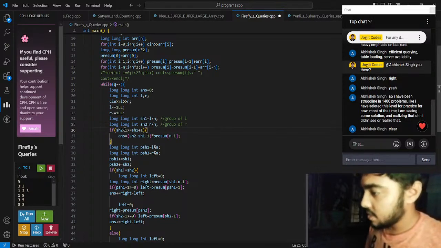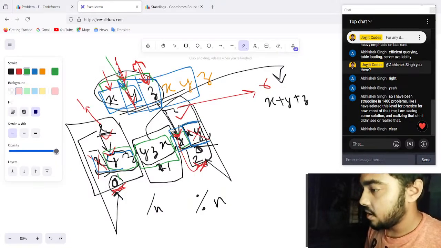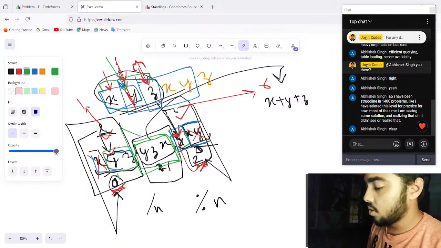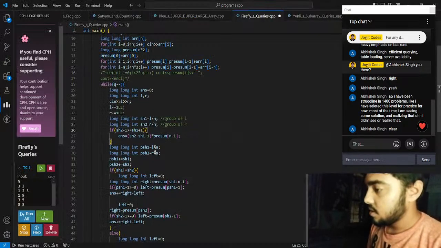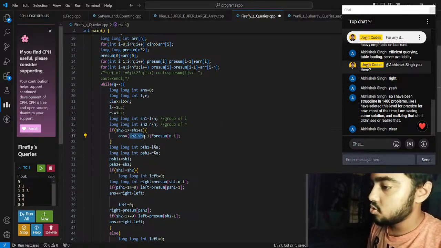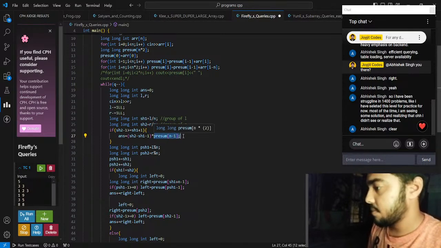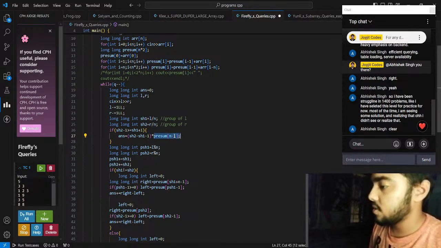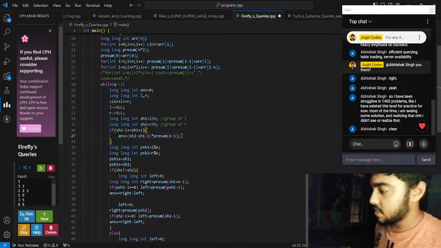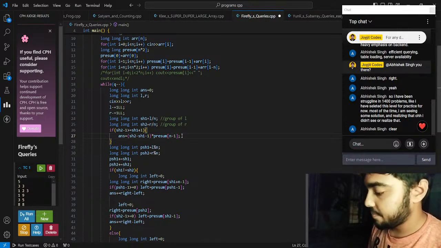Now, as I was telling you, if there is any group in between them, we have to consider the whole sum for that. So we have to find how many groups are between them. That is SH2 minus SH1 minus 1. That is a basic formula, and we are just doing the whole sum, because prefix sum of n minus 1, that is till n terms, is basically the sum of the first n terms. And since we are working with arrays of size n, we can do it.